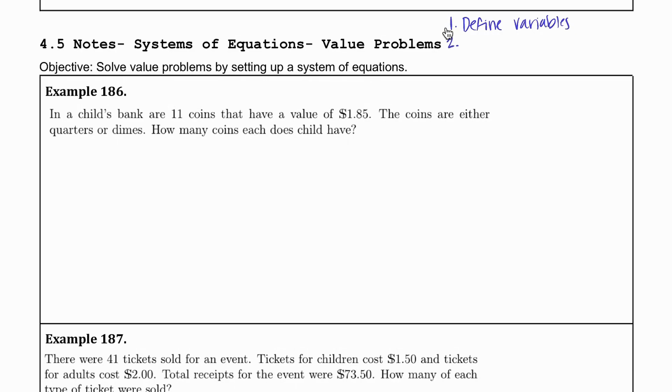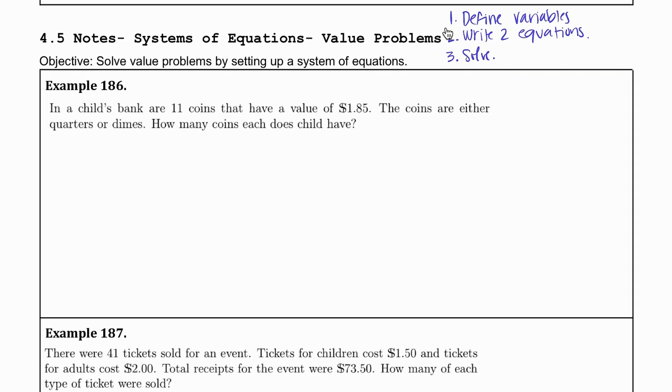Second thing we're going to do is write two equations. Since we have two variables, we need two equations. Third step we're going to do is just solve it. We're going to choose which method we think works best. Probably not graphing on these. We're probably going to use substitution or elimination. So we're going to see which method we think looks easiest and solve using that. Okay, so let's do those three steps on example 186.